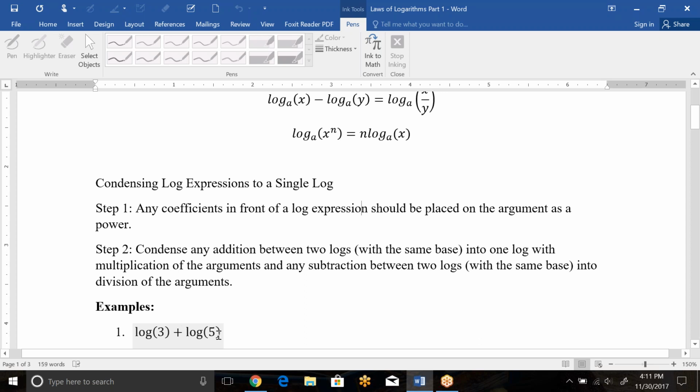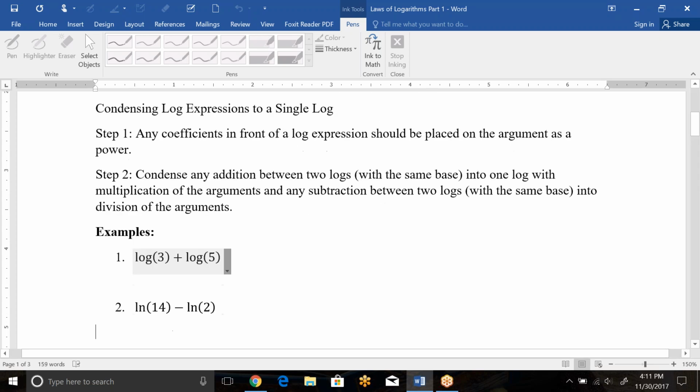Step two, we'll condense any adding in between two logs into one log with multiplication of the arguments and any subtracting between two logs with the same base into division of the arguments. So we're going to start off with some easy ones and work our way up.